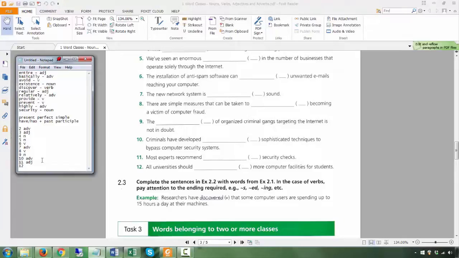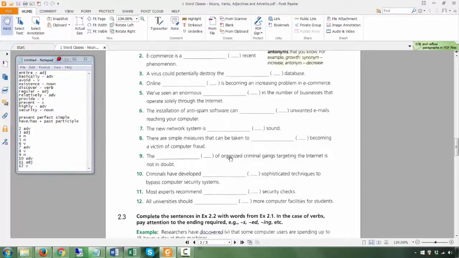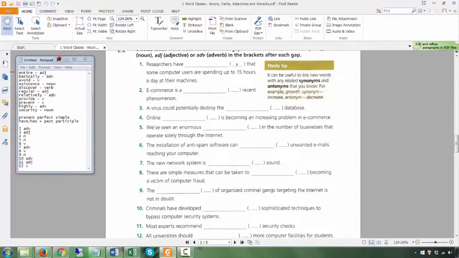And all universities should, modal verb, always there will always be another verb. Okay, subject, modal verb always comes with another verb. Okay, so going back, you have all this here. This is the correct answer. So if you know that this is a verb, then what are the verbs here? Avoid, provide, prevent. Okay, so let's have a look. Researchers have prevent, avoid.